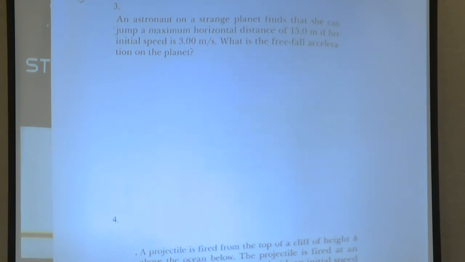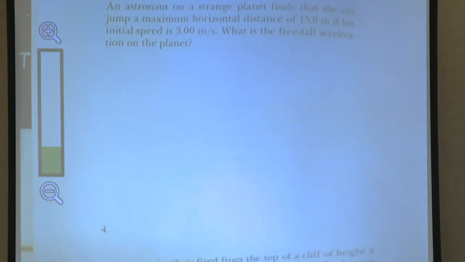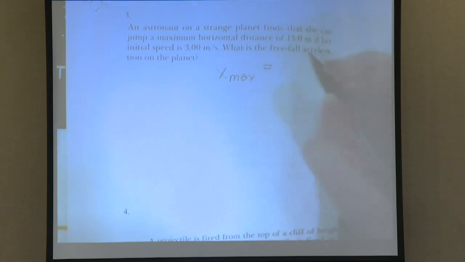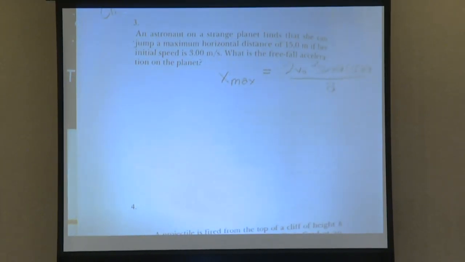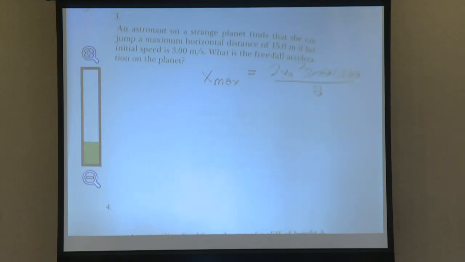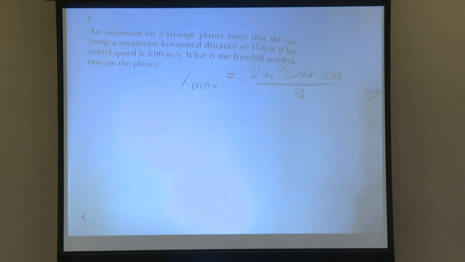It wants to know, when you have the maximum distance, what your acceleration is. If you recall the formula for that, which should be provided on the exam if they ask you a question like this: x max is equal to 2 v naught squared sine angle cosine angle over acceleration. So when you're throwing something the maximum distance, the angle you want to use is 45 degrees, because that gives you the maximum x distance.